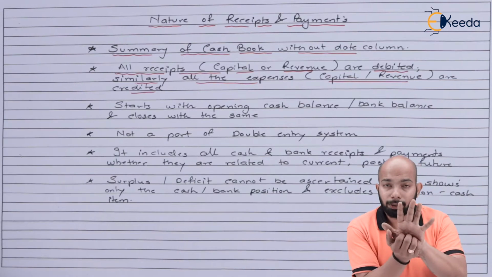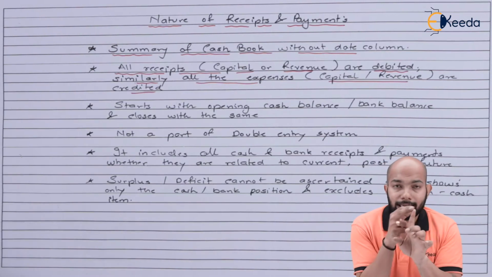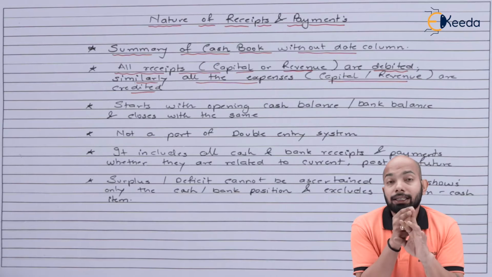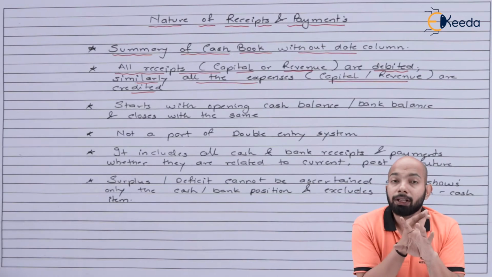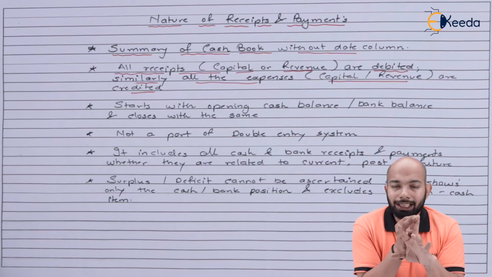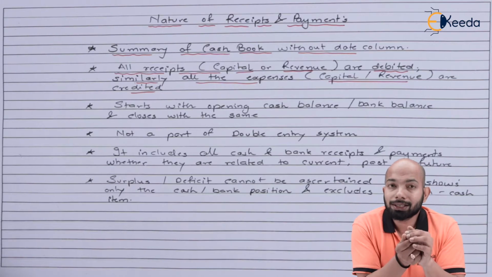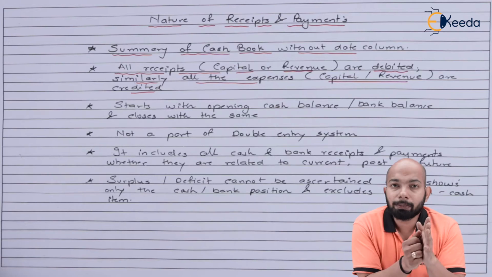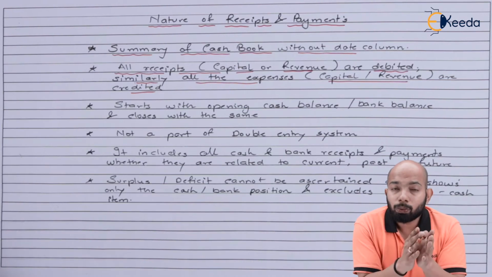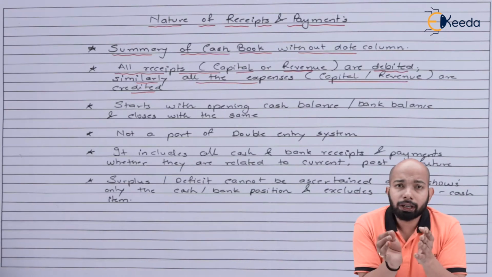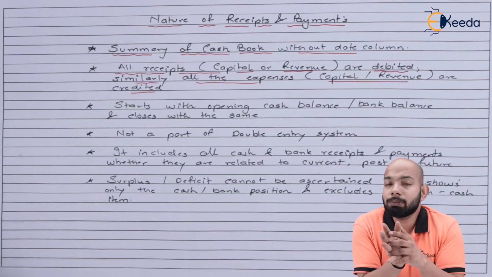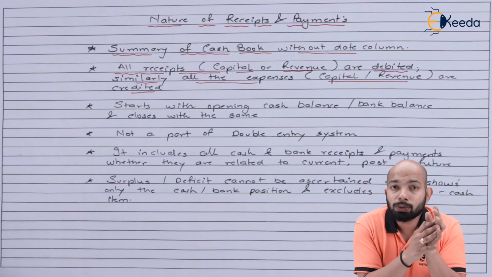So whatever income you have, whatever receipts you have, it may be a capital receipt, that is a one-time receipt, or it may be a revenue receipt, that means it occurs every month, at every interval. Any kind of receipt is debited to the receipts and payments account. In a similar way, all the payments, capital or revenue, are credited to the receipts and payments account. So this is what they have mentioned here.